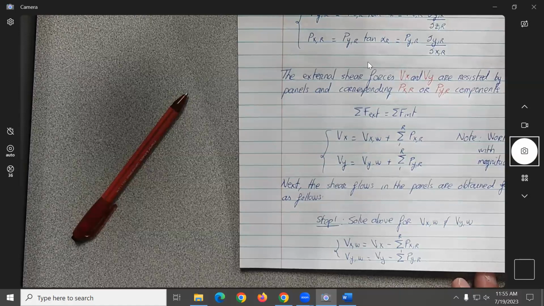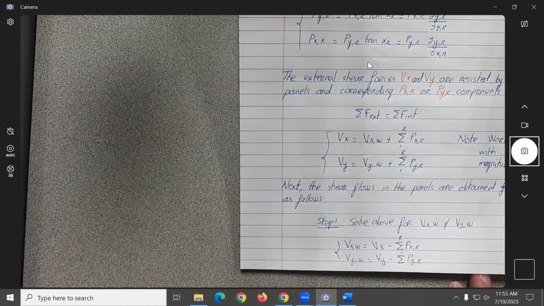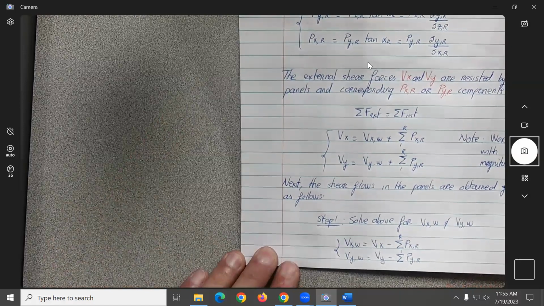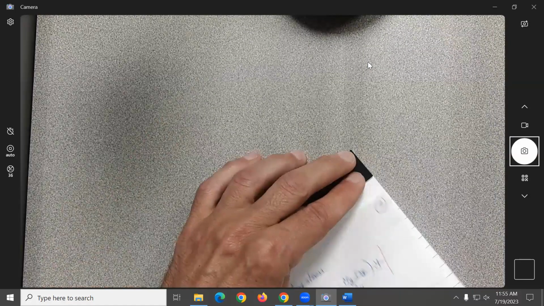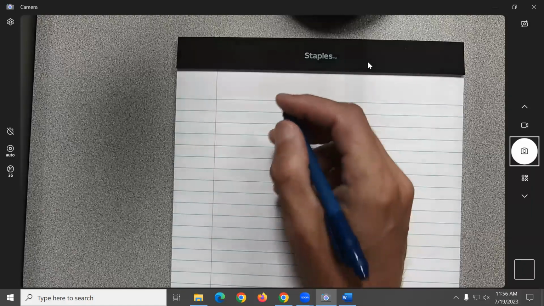Okay, all this stuff is just the equation, but when you do an example, everything becomes more clear, okay? So this is the procedure. So now that we have the force of the shear flow on the panels, what can we do? So, okay, let's see what did I write over here.